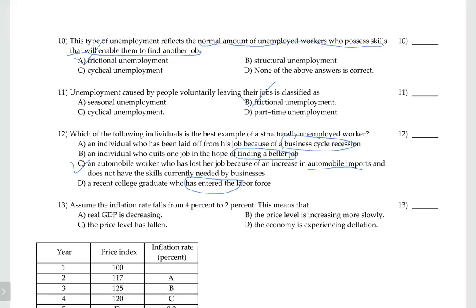13. Assume the inflation rate falls from 4 to 2. This means that, answer is B. The price level is increasing more slowly. Okay.